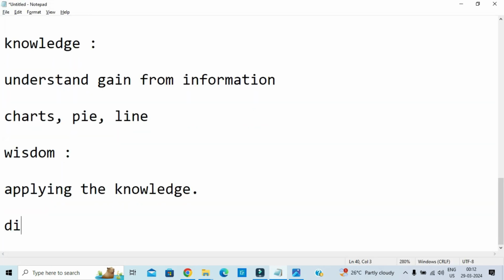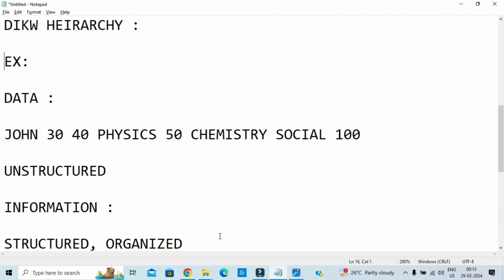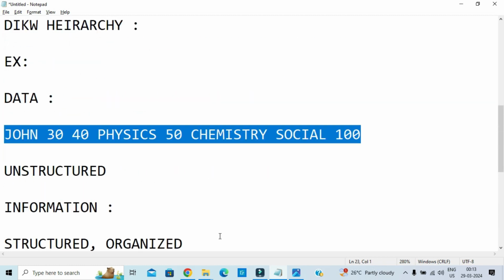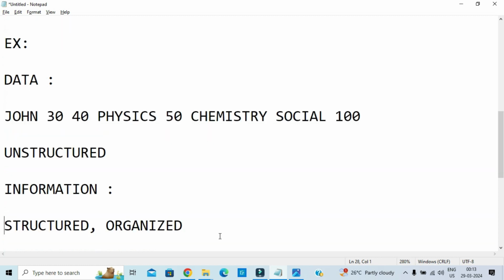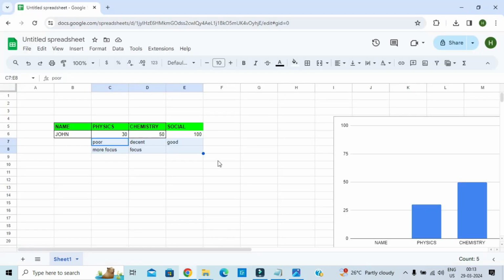This is how the DIKW pyramid is differentiated and represented. I hope you have understood the DIKW pyramid. Let's summarize everything. If you look at this data, it has got no meaning. It is completely unstructured, unorganized, scattered and messy. So I have converted this into a tabular format. This is known as information.